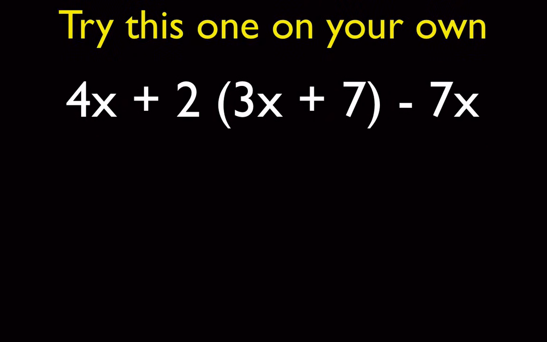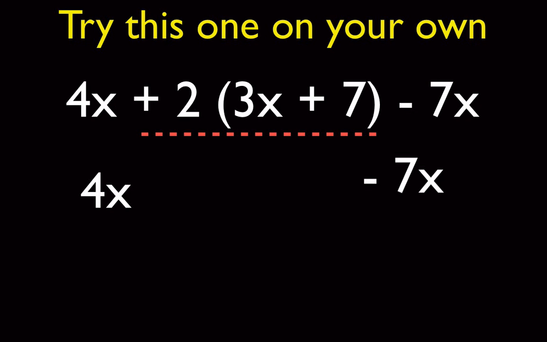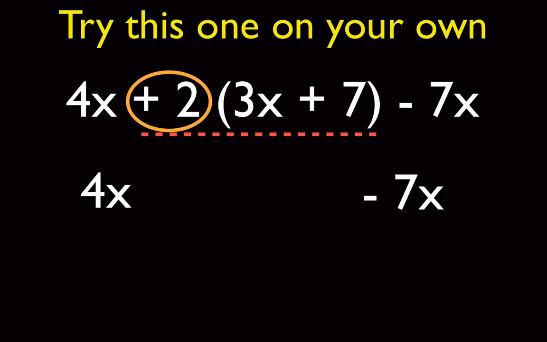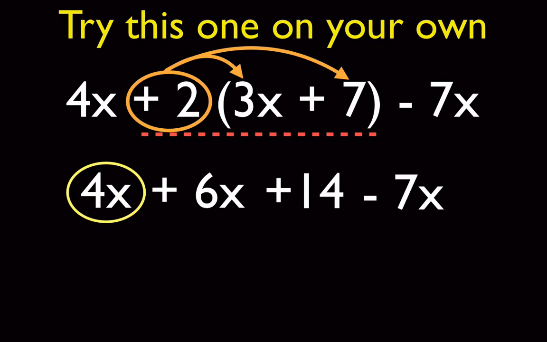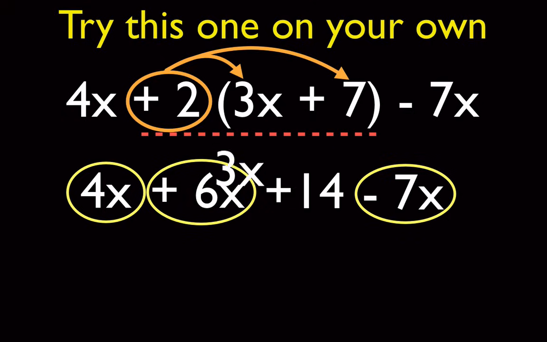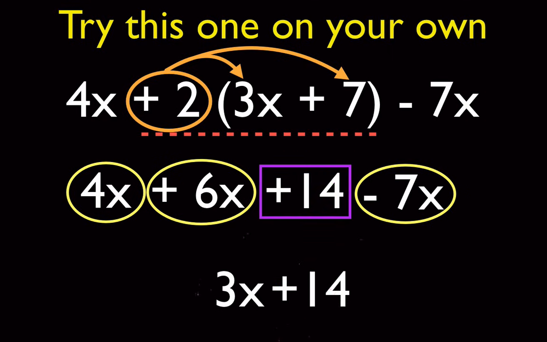Okay, so first thing is always the distributive property. Bring everything else down so you don't forget about it. And we're going to circle the 2 and multiply. 2 times 3 is 6x. 2 times 7 is 14. And now we have a whole bunch of x's to combine. I've got 4 plus 6 is 10, minus 7 is 3. And the 14 by itself is just left over.